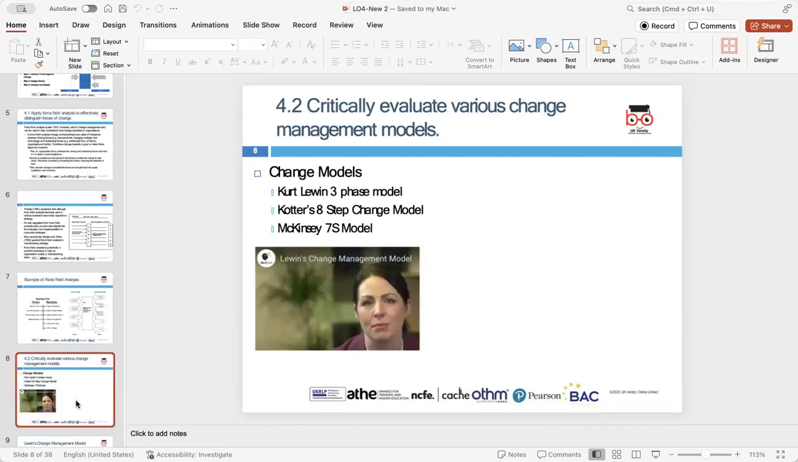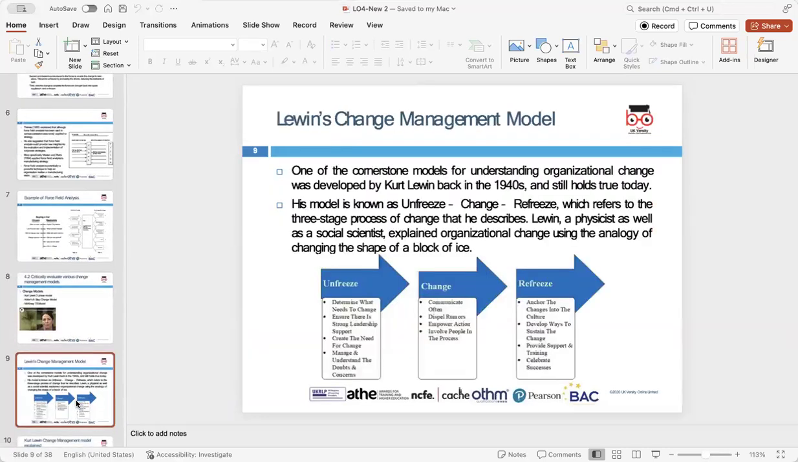Critically evaluate various change management models. Change management models: Kurt Lewin's three-phase model, Kotter's eight-step change model, and McKinsey's 7S model. We will discuss these further.